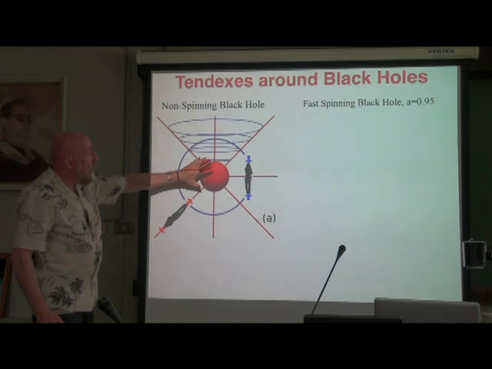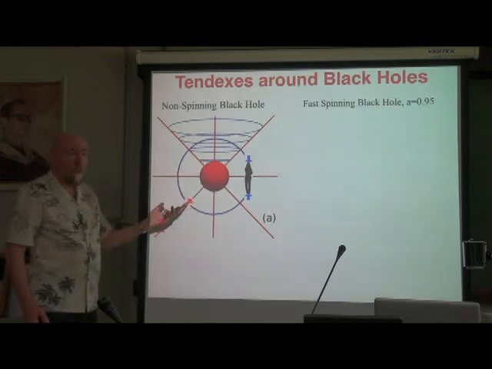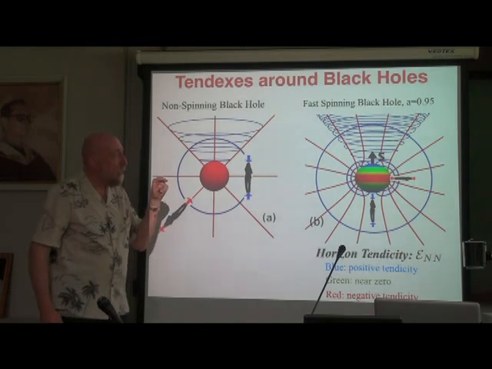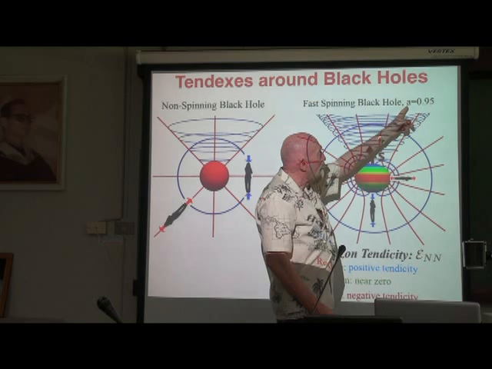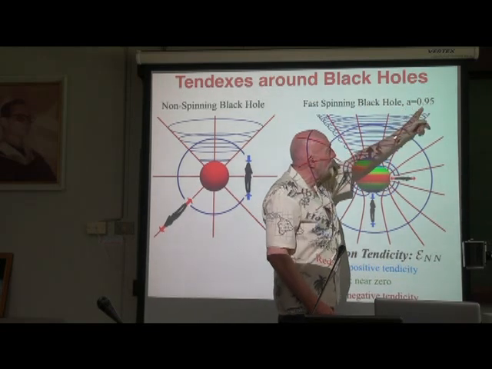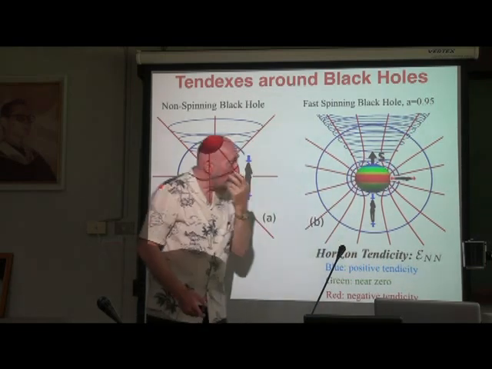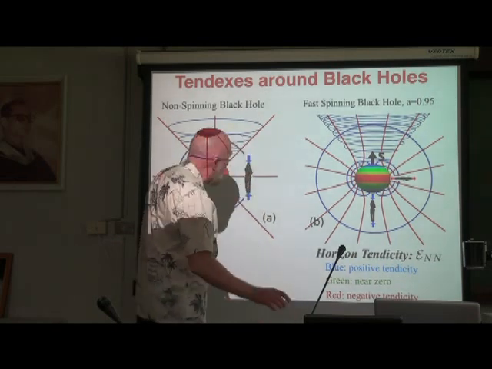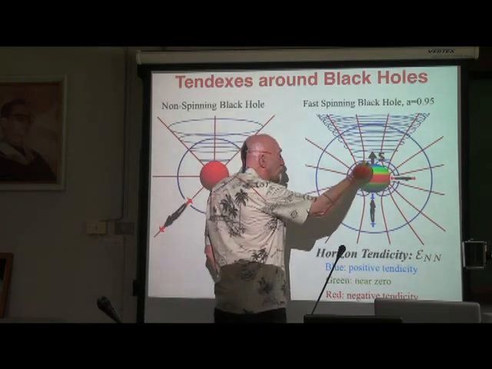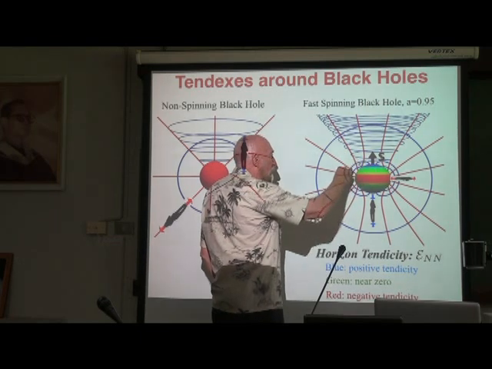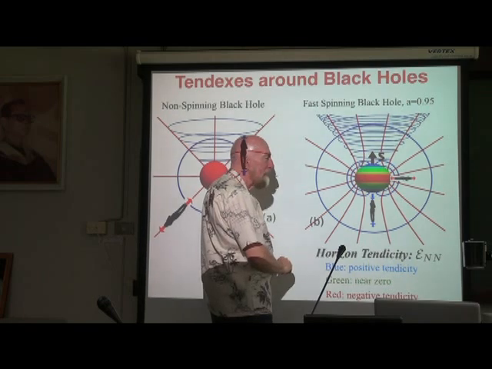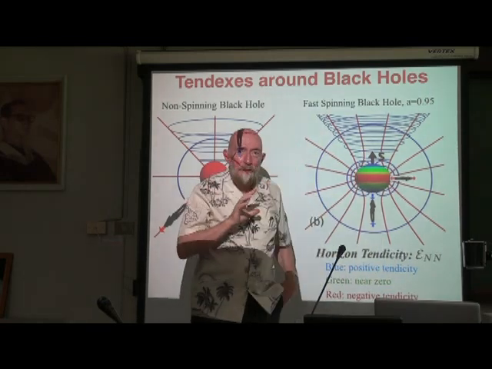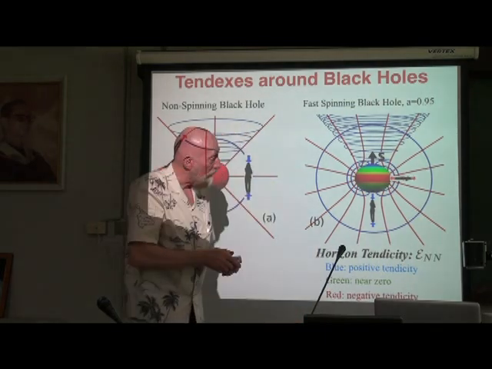Now, if we have a non-spinning black hole, the tendex lines are the same as for the Earth. But for a fast-spinning black hole, with dimensionless spin a equal to 95% of the largest spin a black hole can have, rather remarkably, the tendex lines near the black hole are different: blue squeezing tendex lines come out of the North Pole and go back into the South Pole, and red lines come out of the equatorial regions. So it's very different. This was not understood until about 2 years ago.